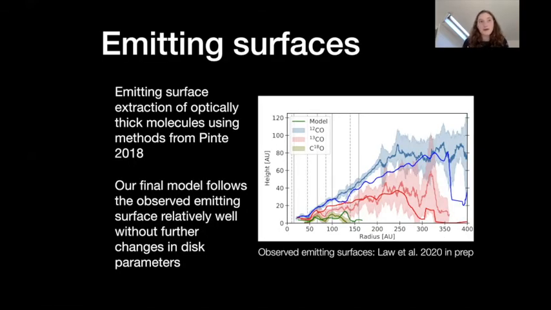We can then compare our model with the observed emitting surfaces. So we calculate the emitting surfaces using our simulated observations using the same technique as was used for the ALMA observations with ALMA, using methods again from Pinte 2018. And we actually found right off the bat that our model reproduced the emitting heights pretty well. And we see that the emitting surfaces of optically thick molecules are yet another way to calibrate specific disk models to observations, especially in the outer few AU where radial profiles are not very sensitive.